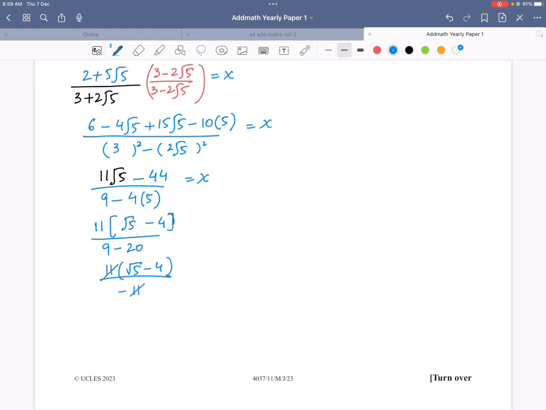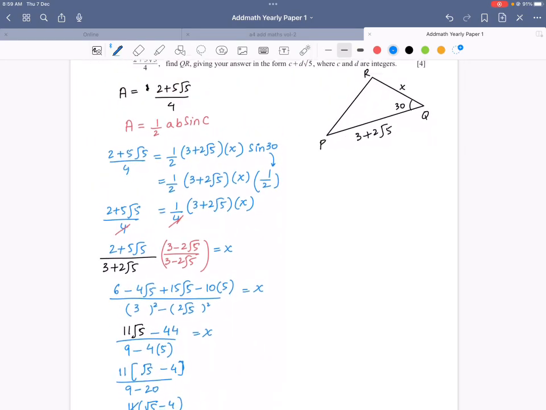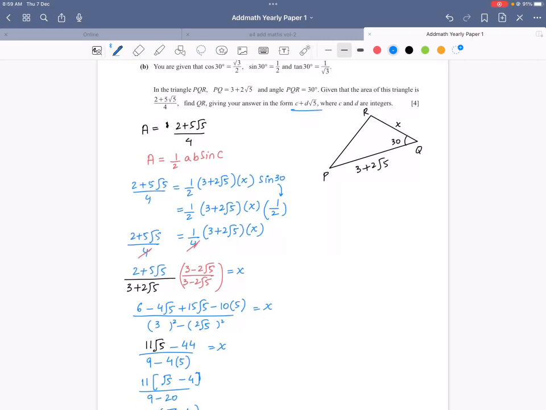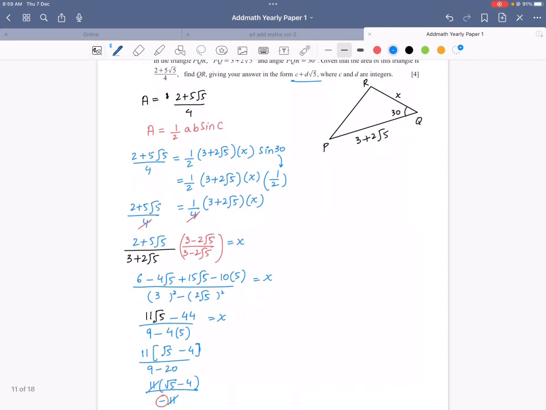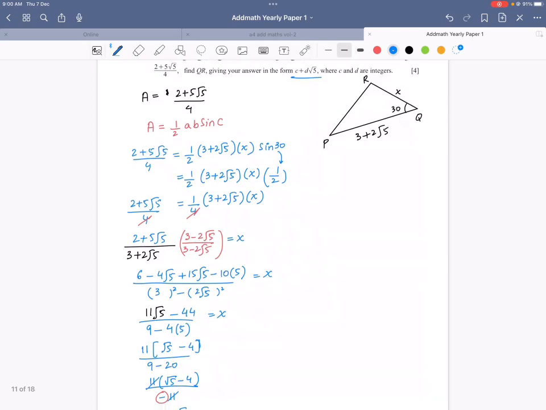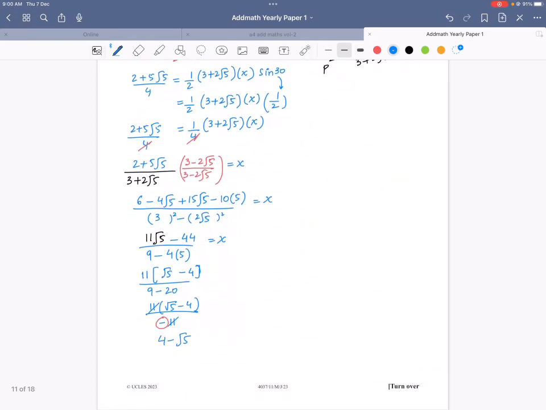11 and 11 cancel, but we need to flip the sign because we have a negative in the denominator. So when you flip the sign, it will be 4 minus under root 5, after multiplication with the negative sign, as the negative was left in the denominator. Alright, so the answer is 4 minus under root 5. You need to leave your answer in this form, C plus D root 5. So C is 4 and D is minus 1. Alright, that is your answer, 4 minus root 5.